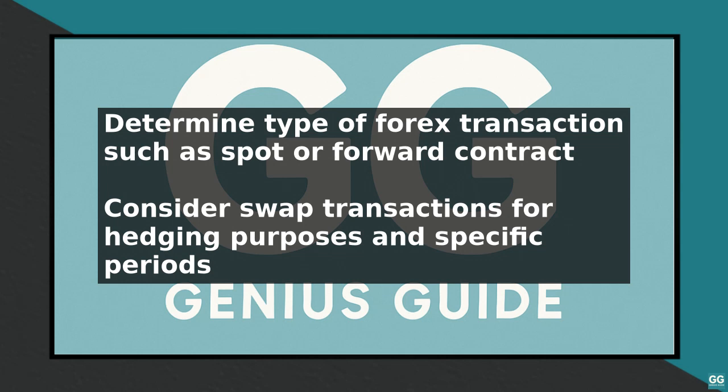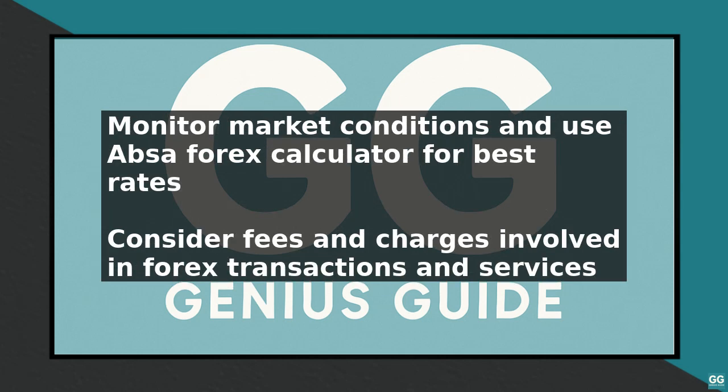To book a Forex transaction online, navigate to the Forex section of the Absa online banking platform. Select the type of transaction you want to book, and follow the prompts to complete the transaction. You can also book a Forex transaction by visiting your nearest Absa branch or contacting the Absa Forex dealing room.